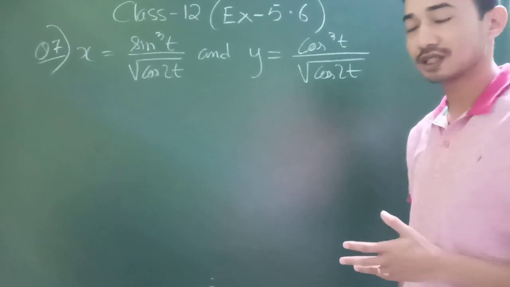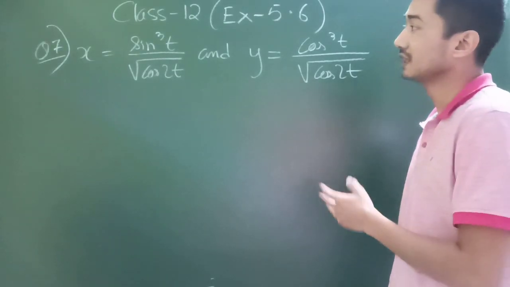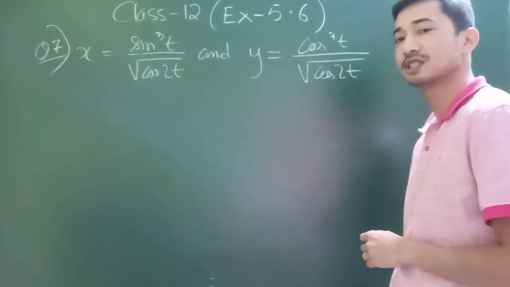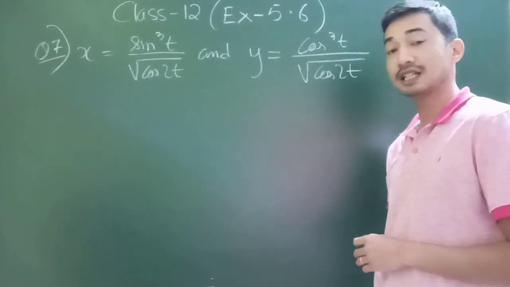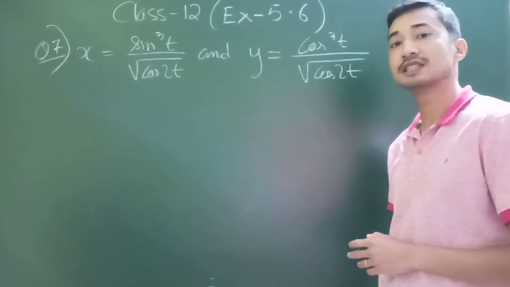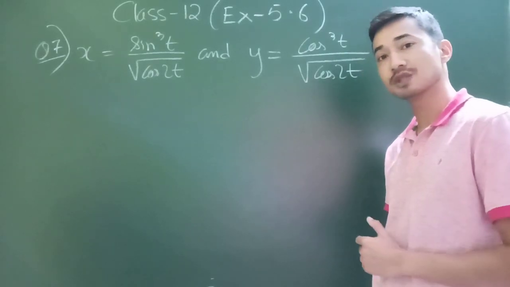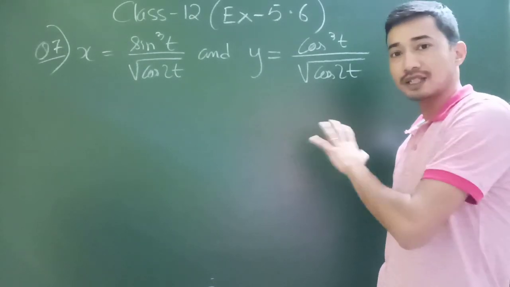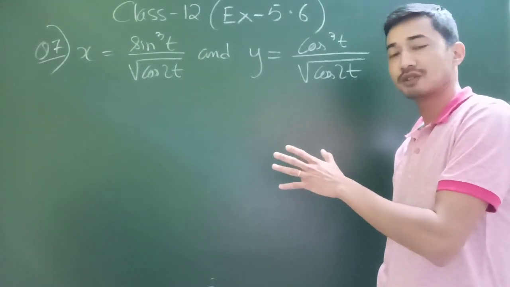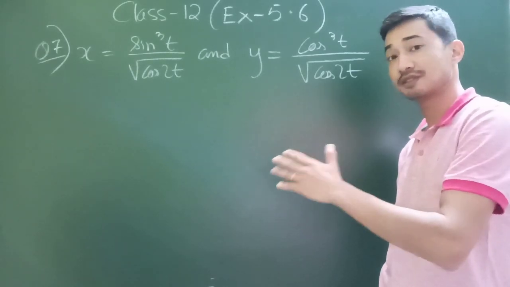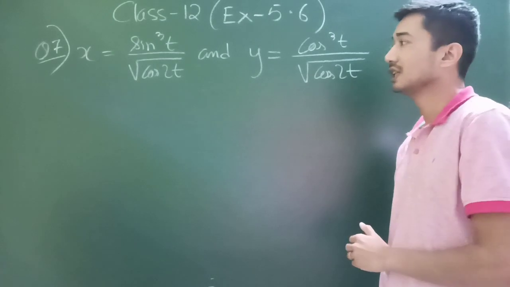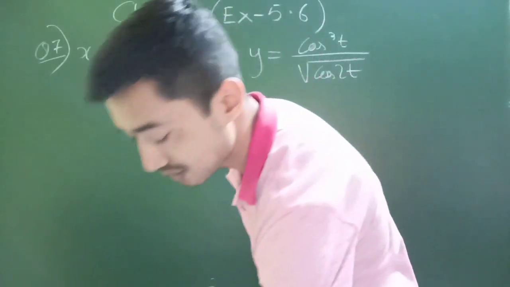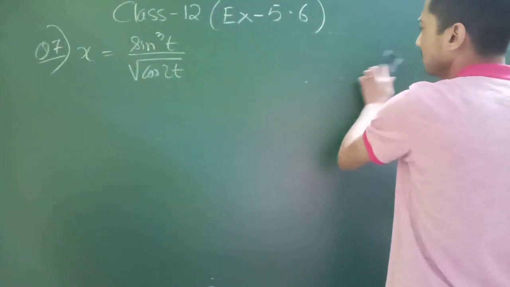Here you can see that the function x is sine cube t root over cos 2t. The function y is also expressed in terms of the variable t. So here we can easily identify that our parameter is t. We will differentiate both these functions independently with respect to t and then lastly combine them. I'm not going to write down that equation, since in the first video we've already written it. Here the parameter is t, and then we differentiate the function x with respect to t. So let's straight begin with the derivatives.